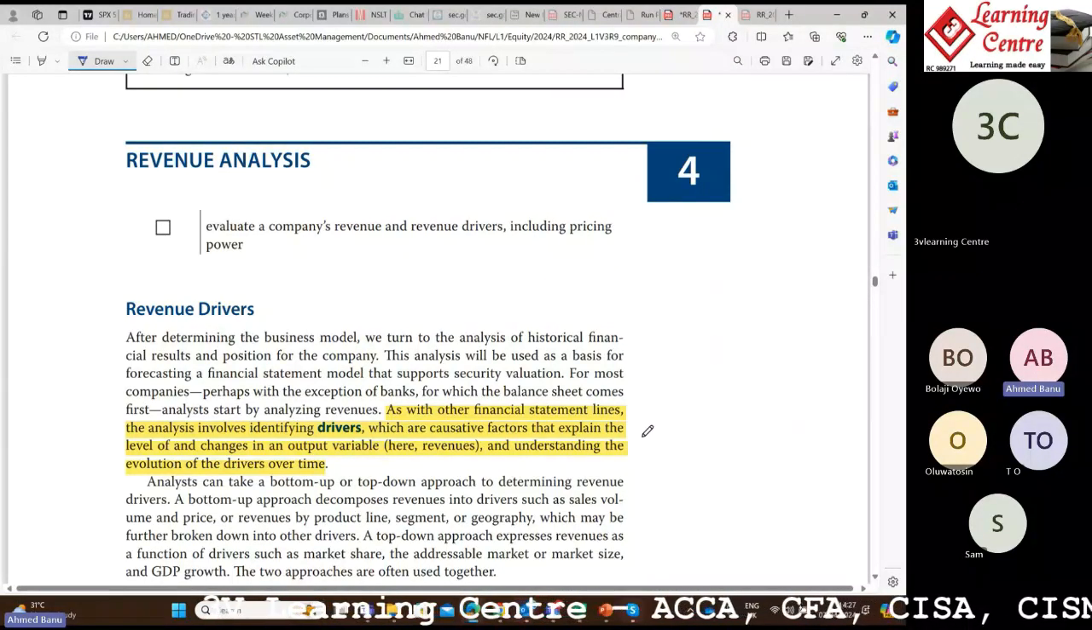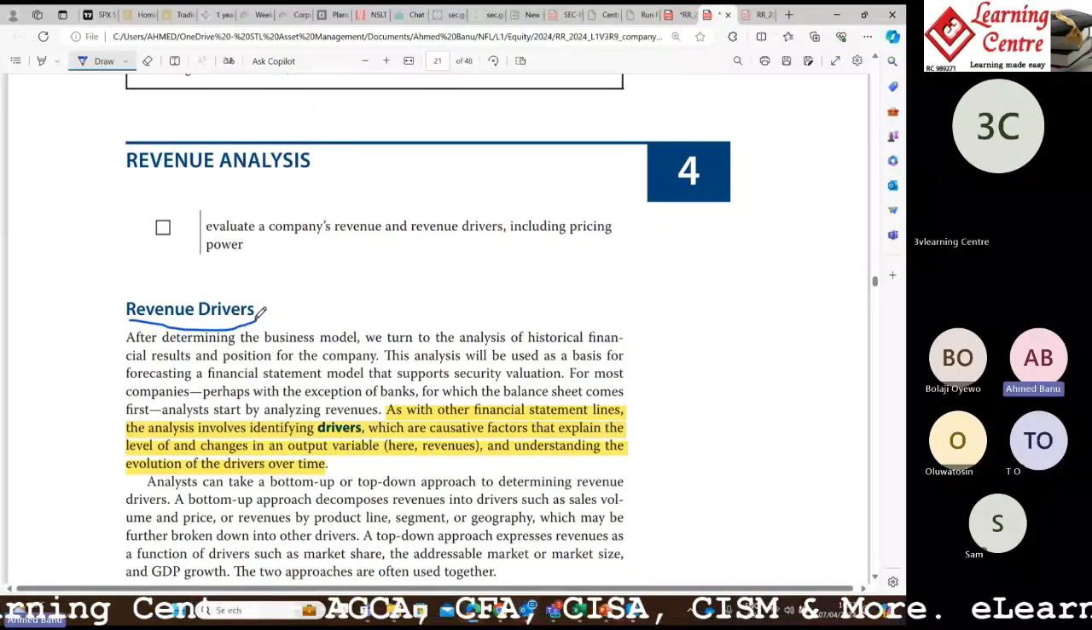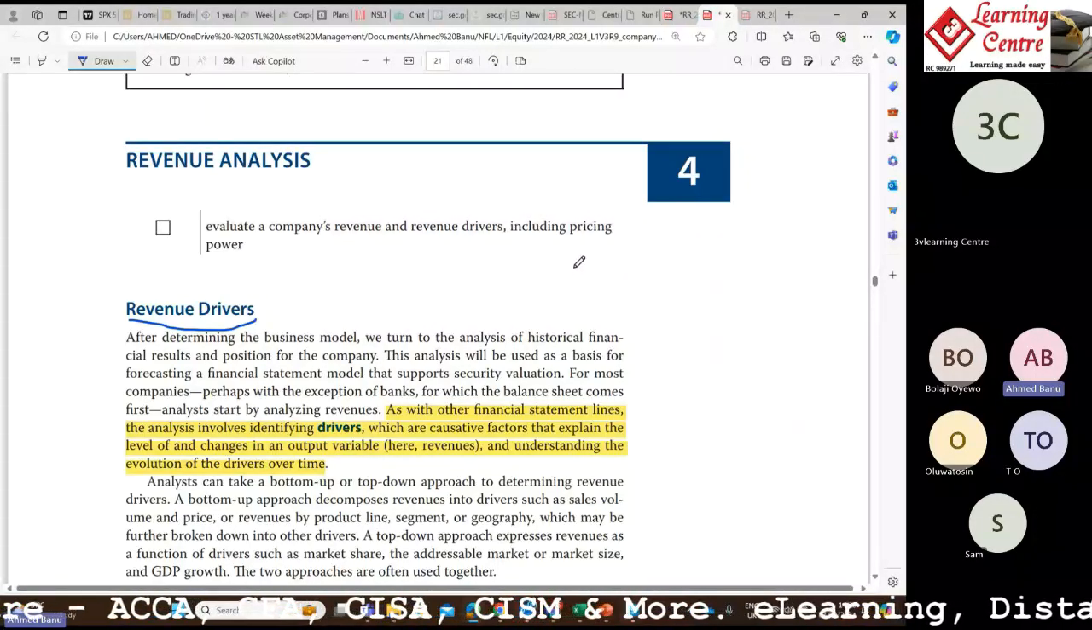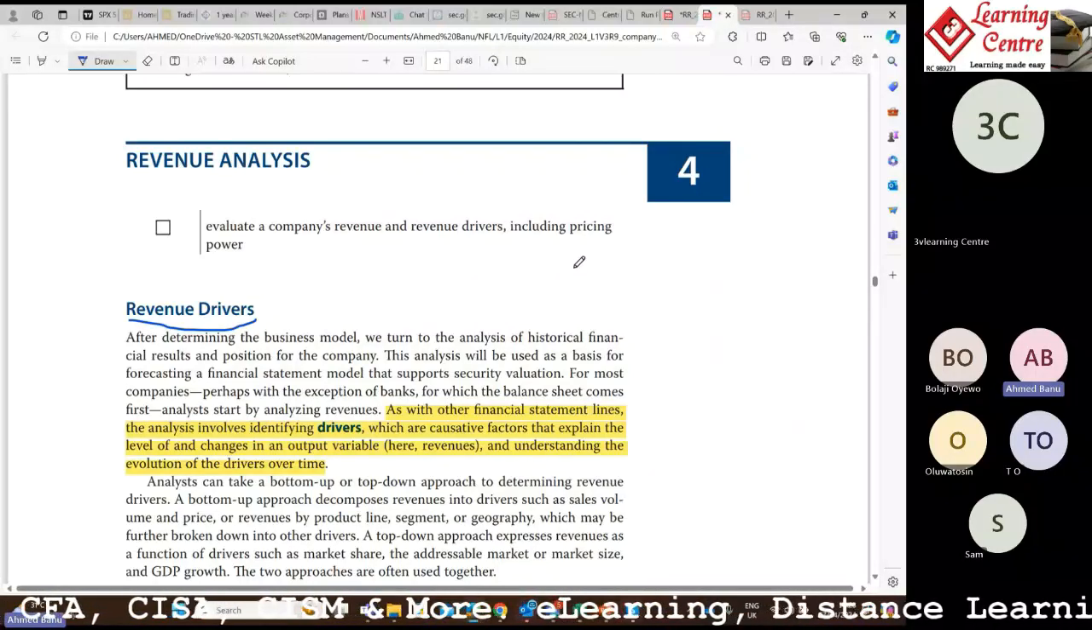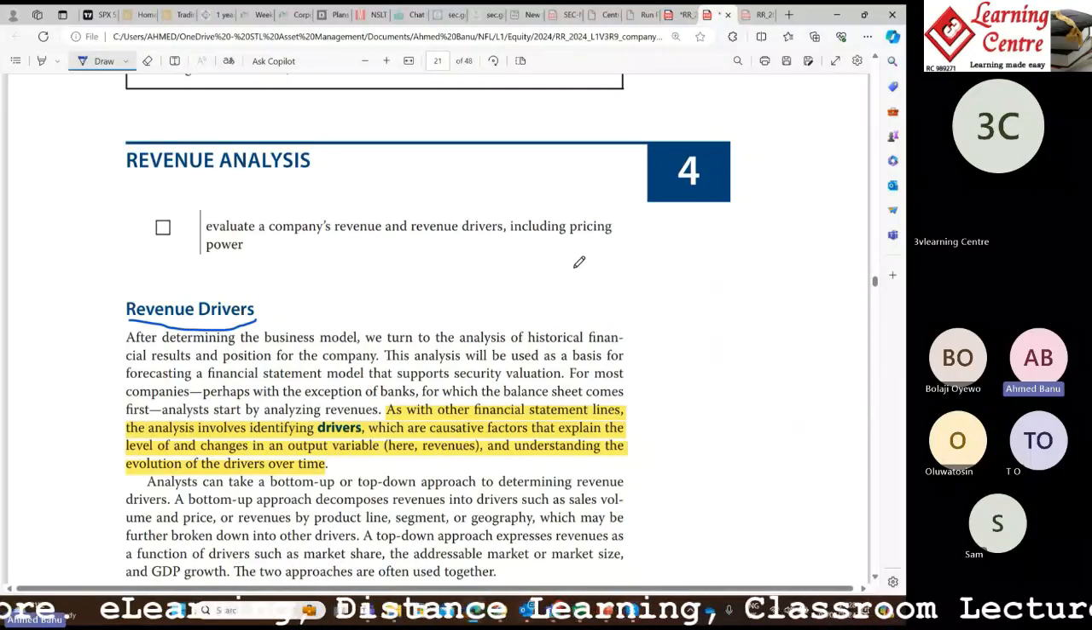Now we are moving to the next one, which is revenue analysis. So first things first, what are the revenue drivers? What are the things that drive your revenue? After determining the business model, we turn to the analysis of historical financial results and the position of the company. This analysis will be used as the basis for forecasting a financial statement model that supports security valuation.